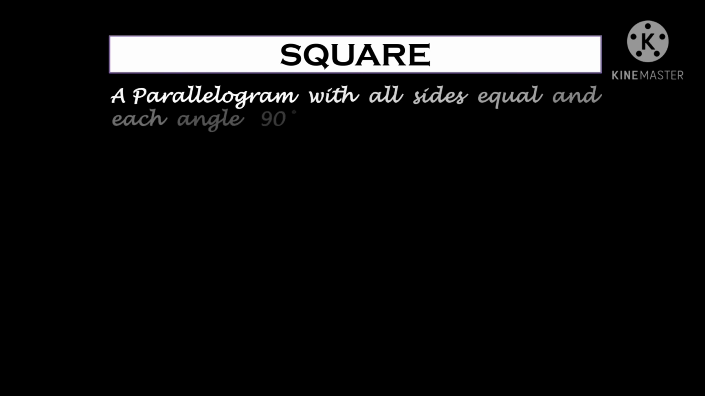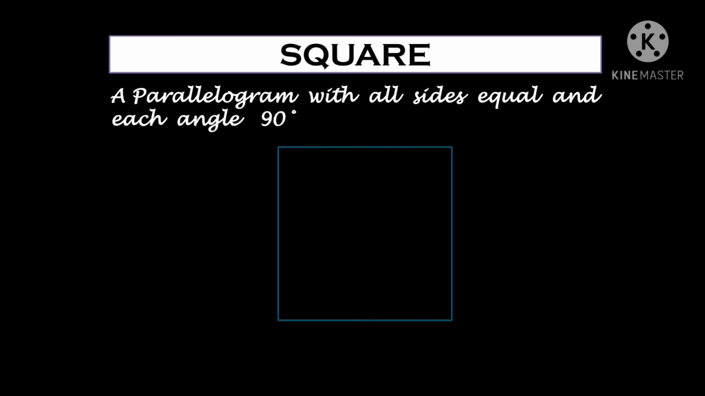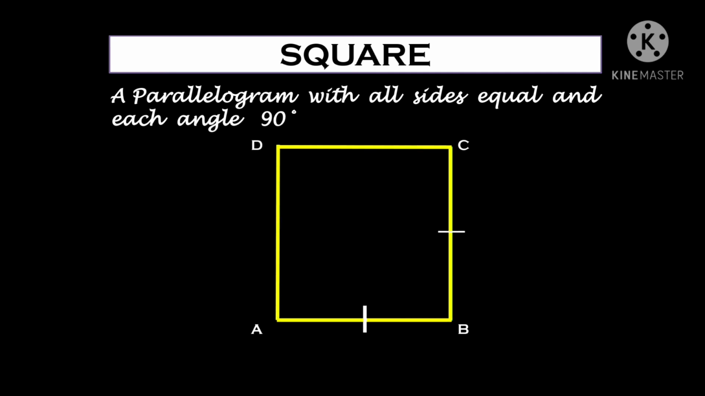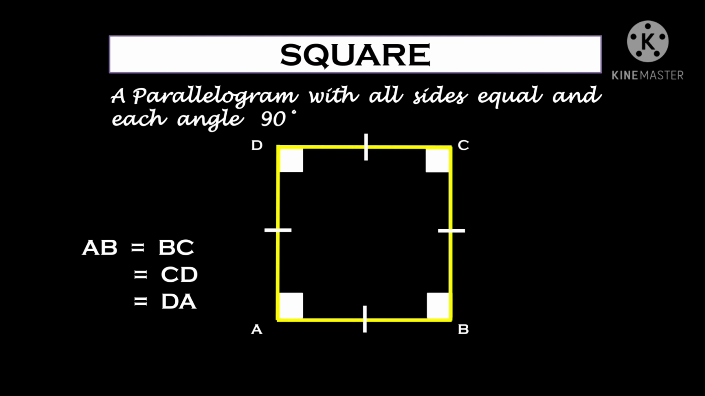Now let's see a square. A parallelogram with all the sides equal and each angle is 90 degrees. So it looks like this. Let's consider this ABCD. Here we can see all the four sides are equal. So AB equals BC, BC equals CD, CD equals DA. All the four sides are equal to each other and each angle is 90 degrees.